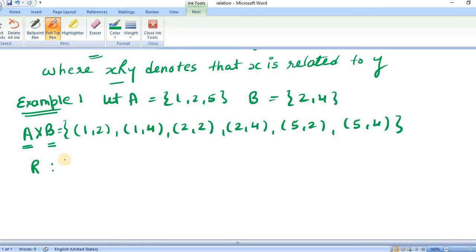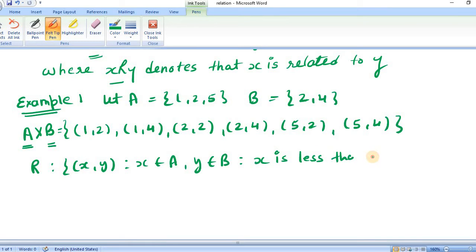Now a relation R is defined here. Let us see what is R. R is defined as the ordered pair (x, y) such that x comes from A and y comes from B, and the relation in between is that x is less than y. So there is a specific condition on which ordered pairs are to be considered. Only those ordered pairs are to be considered where x is less than y. That means the element coming from A has to be less than the element coming from B. Now let us see which ordered pairs satisfy this condition.